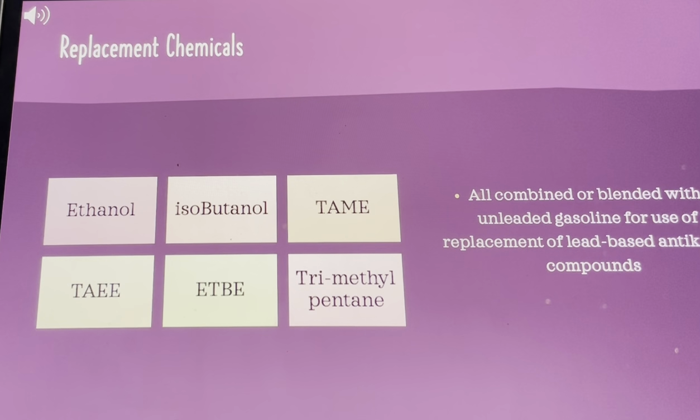Lastly, replacement chemicals. Ethanol, isobutanol, TAME, TAEE, ETBE, and trimethylpentane can all be combined or blended with unleaded gasoline for use as a replacement of lead-based antiknock compounds.